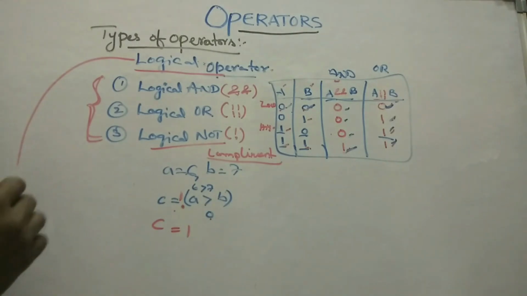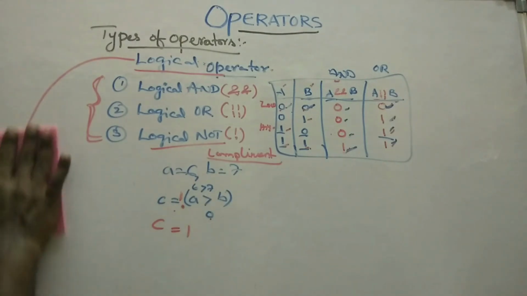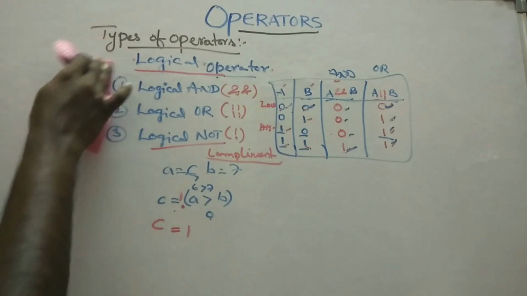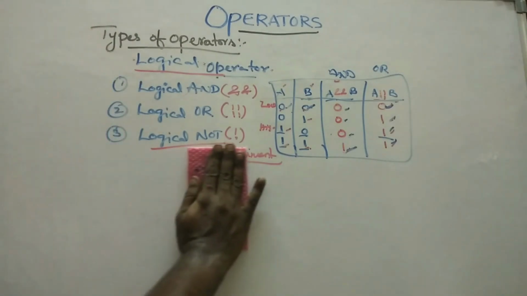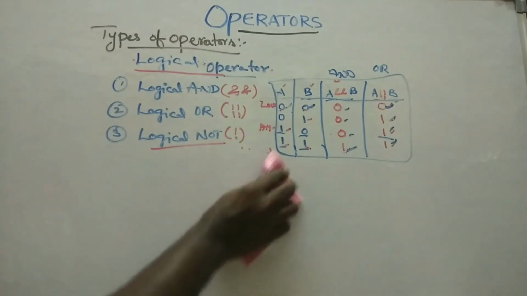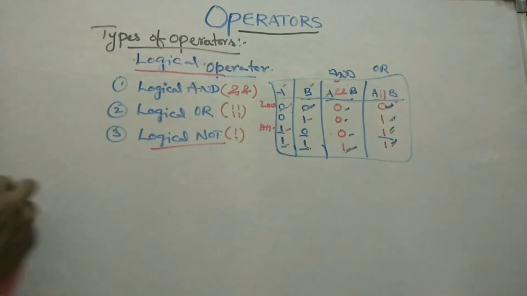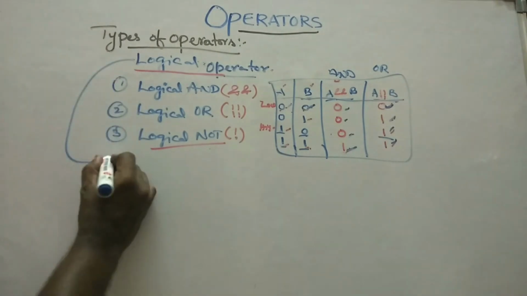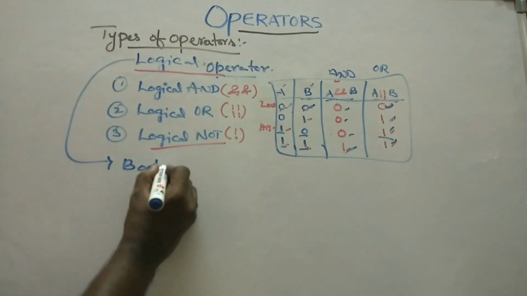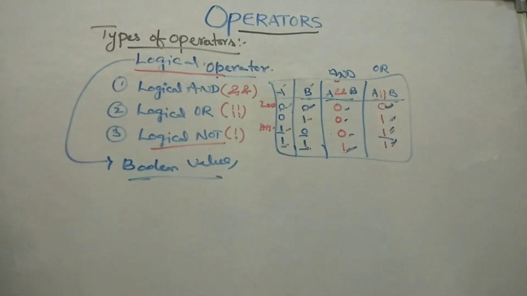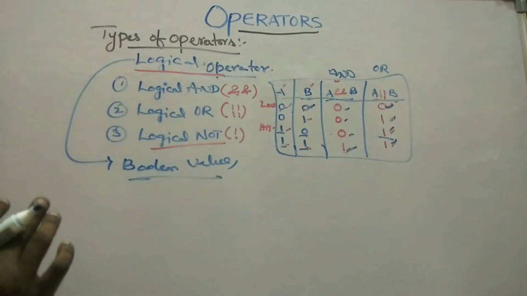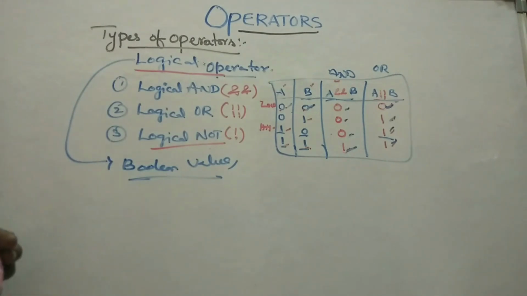Are you clear? What is meant by logical operators? The logical operators are logical AND, logical OR, and logical NOT. These operators are used in between two relational expressions, and the result of any logical operator is also a Boolean value. That means it gives the result in the form of 0 or 1, true or false. These are all the logical operators.